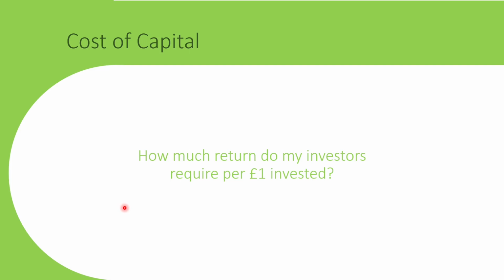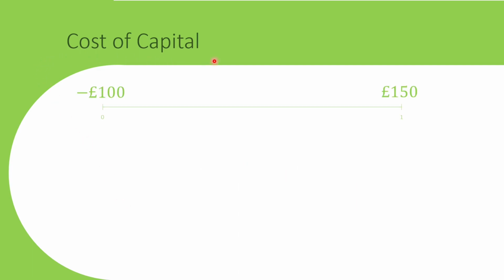The other thing that we looked at was cost of capital. And cost of capital can be thought of as how much return do my investors require for every £1 they choose to invest in my company. So investors can purchase shares of your company and they can invest money into your company in the form of capital. And how much return are they demanding for every £1 that they choose to put in your company? That is your cost of capital, right?